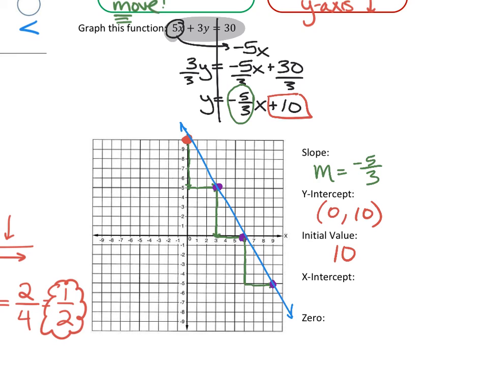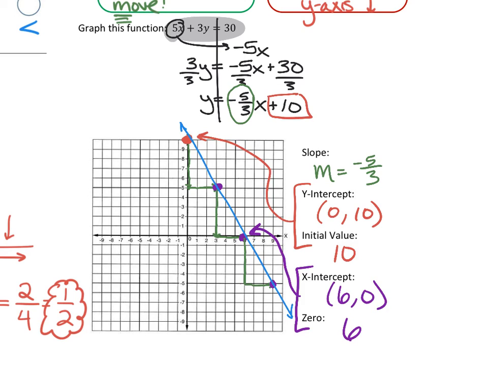Now that I have this graphed, I know exactly where my y-intercept or initial value is because I started there. But once I have it graphed, I can find the x-intercept and the zero. Because remember, your x-intercept and zero are the same place on a graph. The x-intercept here is where the graph crosses the x-axis, and that would be the coordinate 6, 0, which means the zero is 6.